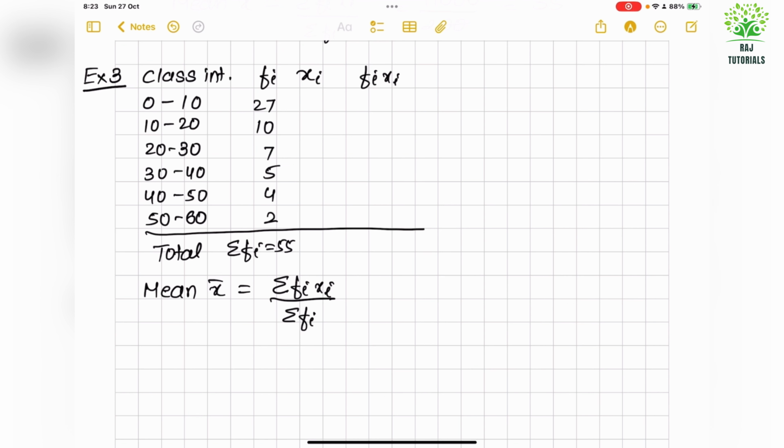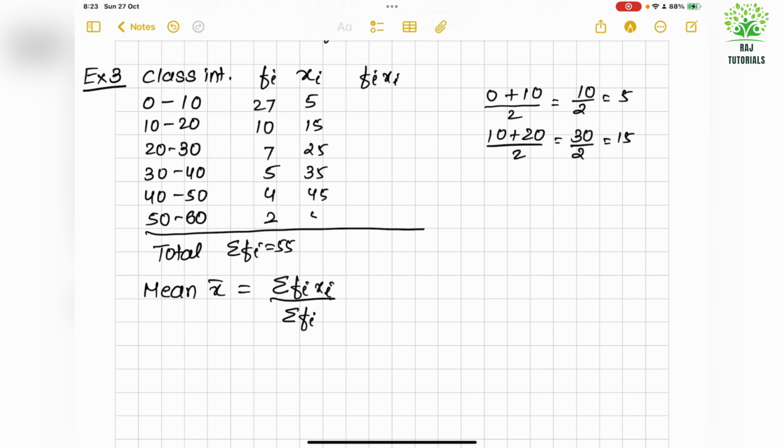But I don't have xi now. So xi is nothing but the midpoint of the class interval. To find that I have to do like this: 0 plus 10, that is lower limit and upper limit, I will add and divide by 2. So 10 by 2, that will be 5. So I will write here 5. Then 10 plus 20 upon 2, so 30 by 2, that will be 15. Same way I can write 25, 35, 45, 55.